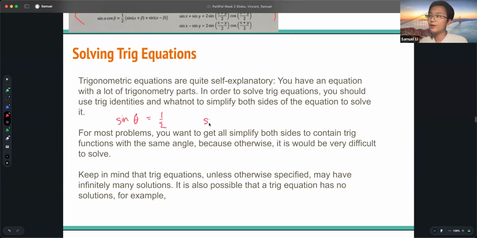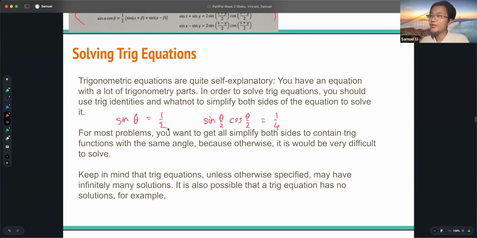But then it might be hard to solve something like sine of theta over 2, cosine theta over 2 is equal to, I don't know, like 2. That's much harder to solve. Oh, no, not 2. What am I doing? It should be a fourth.